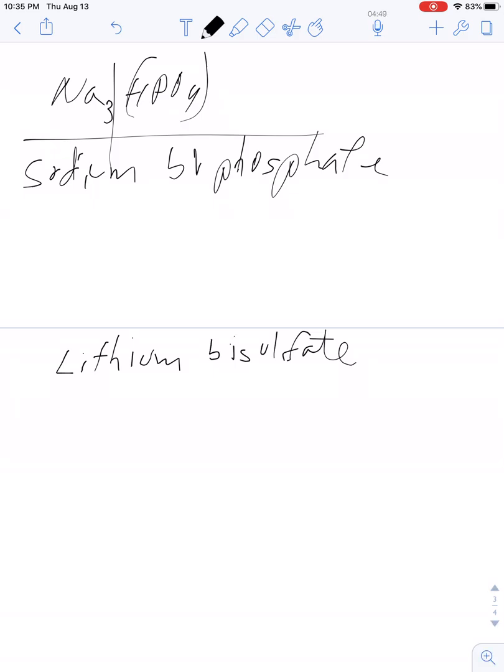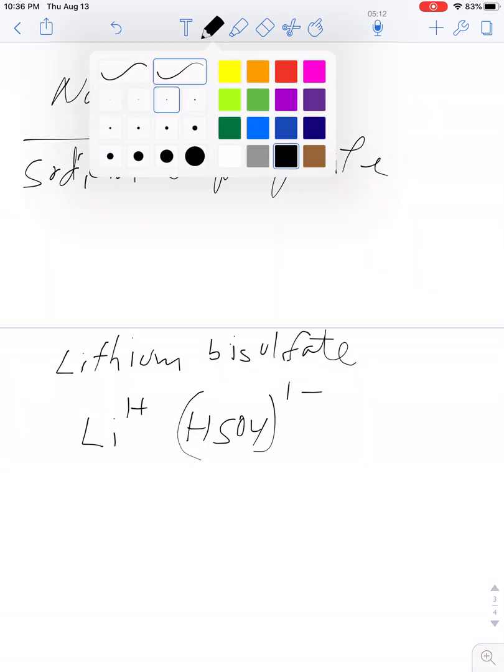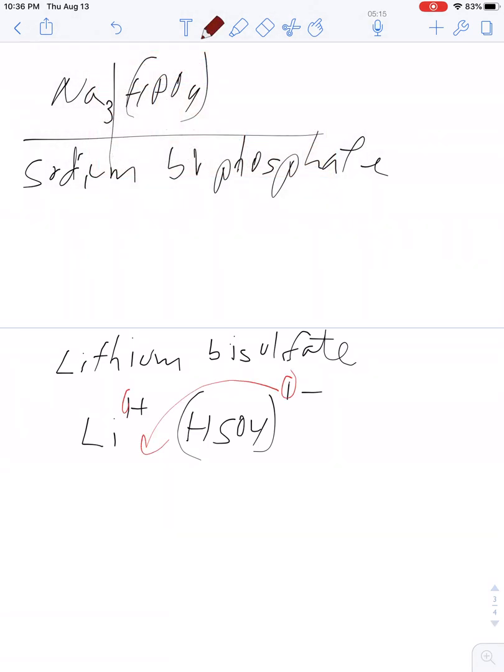lithium bisulfate. So lithium is Li, it's got a 1+ charge because it's in the 1+ column. Bisulfate, well normal sulfate is SO4 with a -2 charge. Well, if it's bisulfate, I would put a hydrogen out front, and I would decrease the charge by 1. So that would be lithium bisulfate. I would crisscross my charges, and then the final answer would be this. Okay?